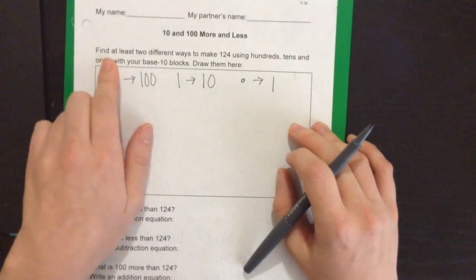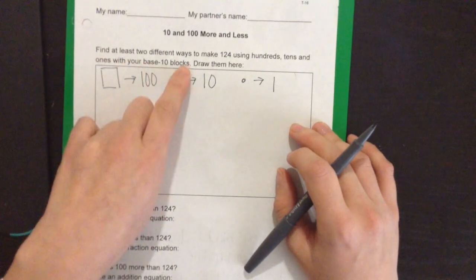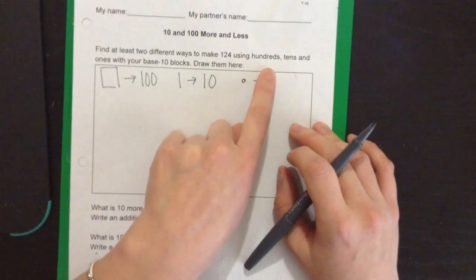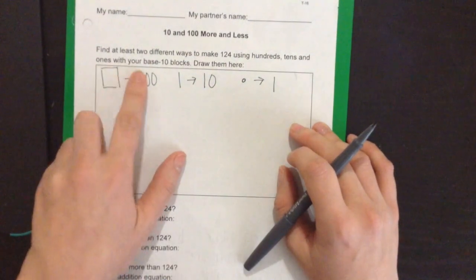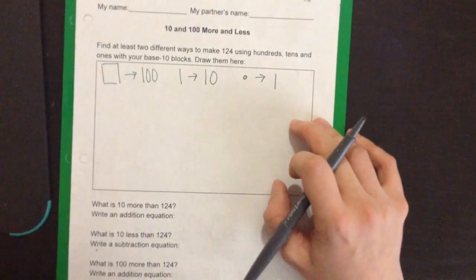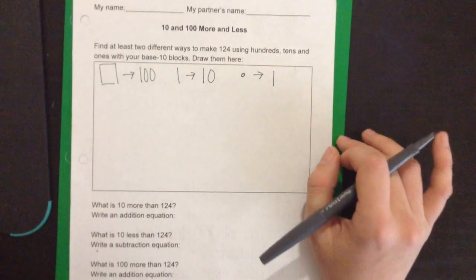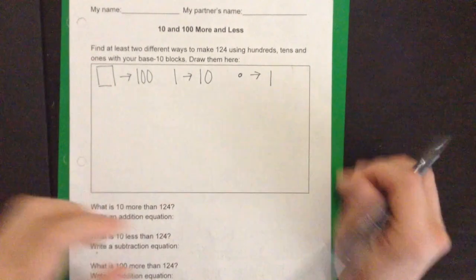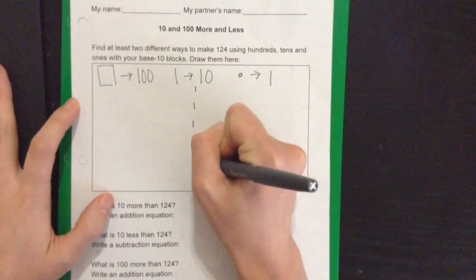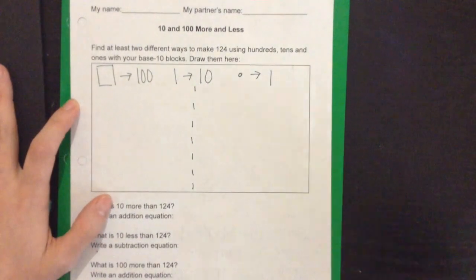This first one says find at least 2 different ways to make 124 using hundreds, tens, and ones with your base 10 blocks. Draw them here. So this is where you might choose to use the online base 10 blocks, or you could just draw them on the paper instead. So I'm going to split this up into 2. If you want to show more than 2 ways you can, but just 2 is fine.